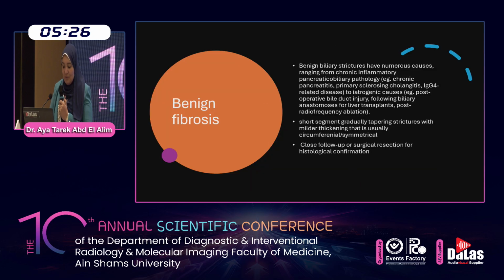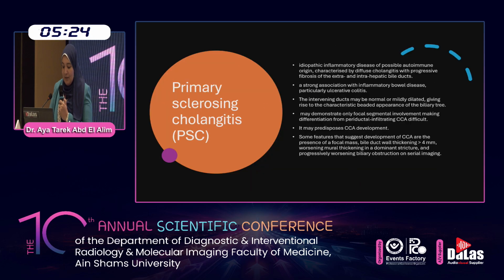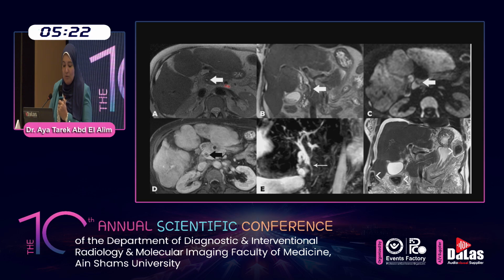Benign fibrosis, like any structure can cause benign fibrosis, even heterogeneous. We can see here, but again, the thickening is smooth and regular, like this. And sometimes we can differentiate. We will go to histopathology.